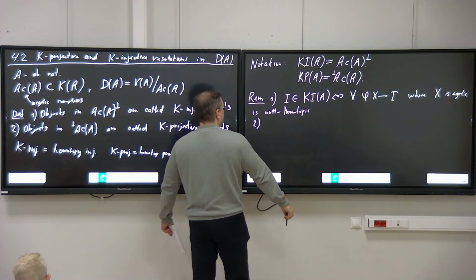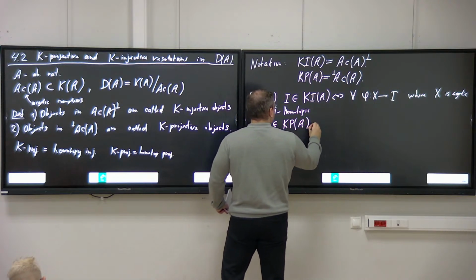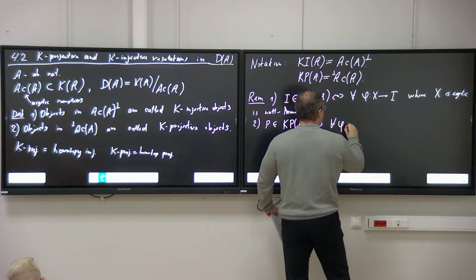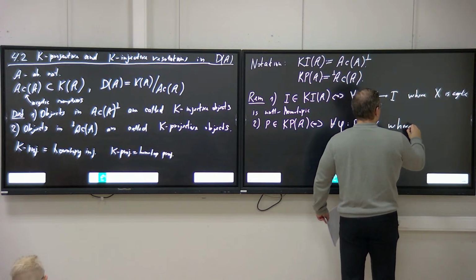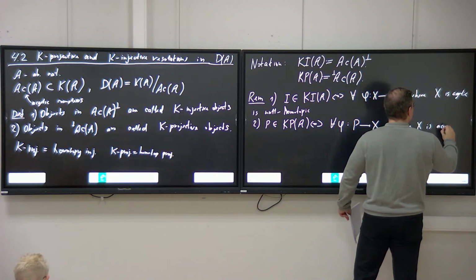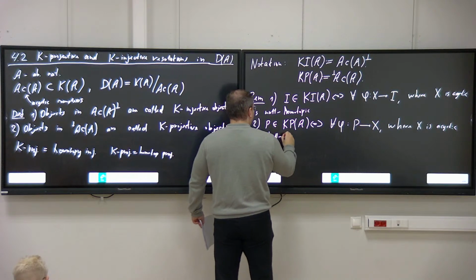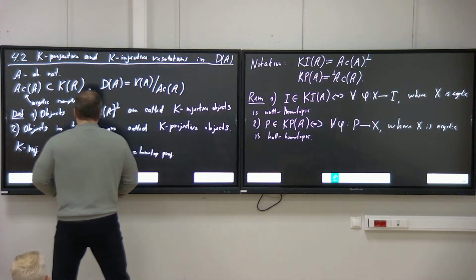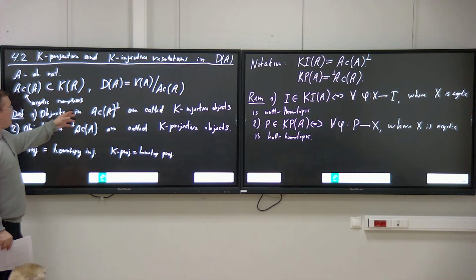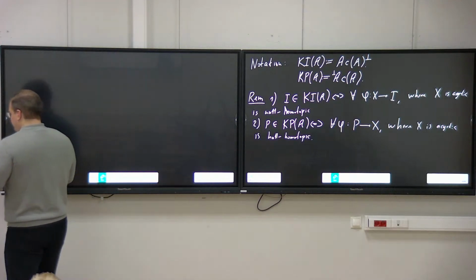And the second remark, you can do this dually. An object P is in Kp of A if and only if any map phi, now going the other direction from P to X, where X is acyclic, is null homotopic. As you can see, I'm just getting rid of the right and left orthogonal and writing this directly for complexes. Okay. So, first proposition.